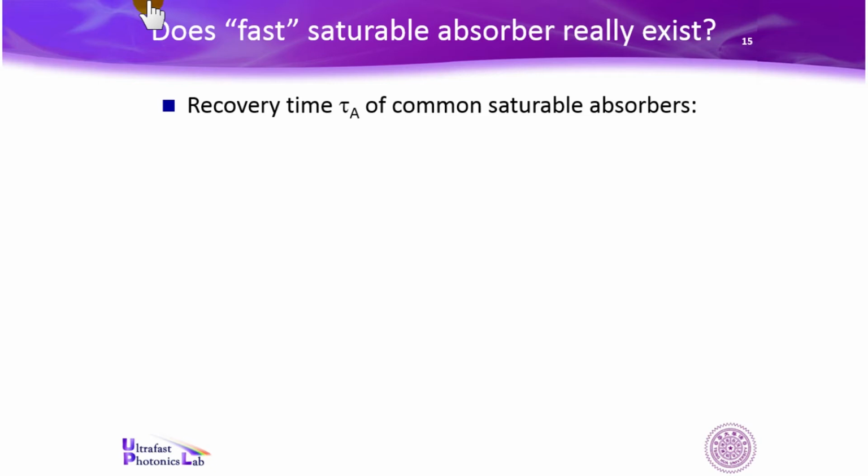Your absorber has a response time, say tau sub A. If tau A is much shorter than which quantity? Your driving pulse width. Then this saturable absorber is regarded as fast saturable absorber. But does fast saturable absorber really exist? This is an interesting question.